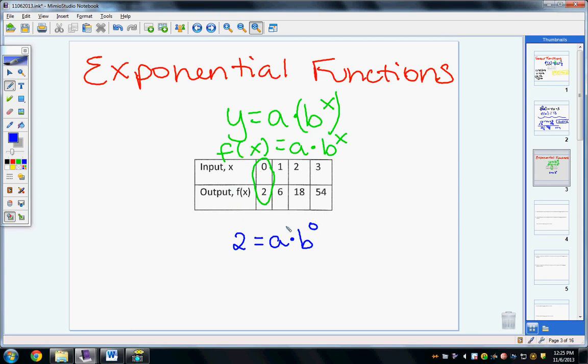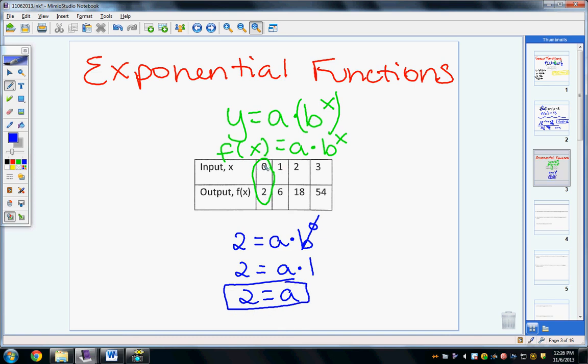Now, we know from looking at this that anything to the power of 0 is 1. So this is 2 equals a times 1. Well, a times 1, remember anything times 1 is equal to that number. So this means a times 1 is simply a. And then I've got 2. So this means that 2 is equal to a.